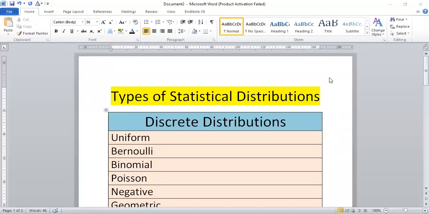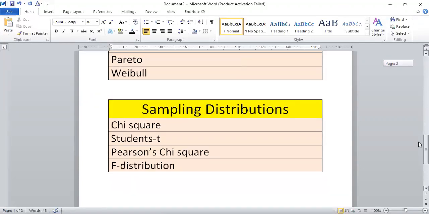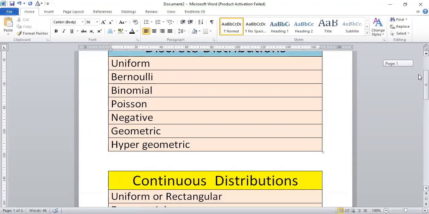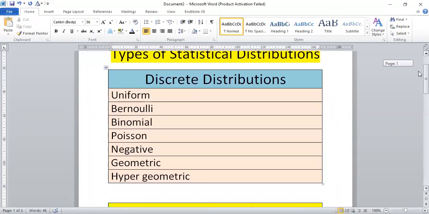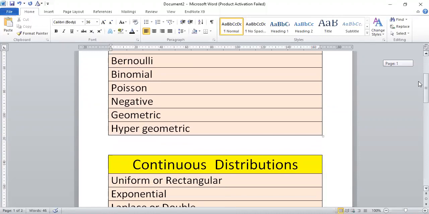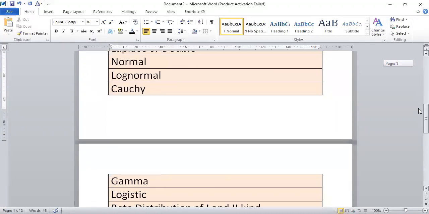Basically, probability distribution consists of three main parts. Number one is discrete probability distribution. Number two is continuous probability distributions, and number three is sampling distributions. So keep in your mind that you have to prepare for discrete distributions, continuous distributions, and sampling distributions.